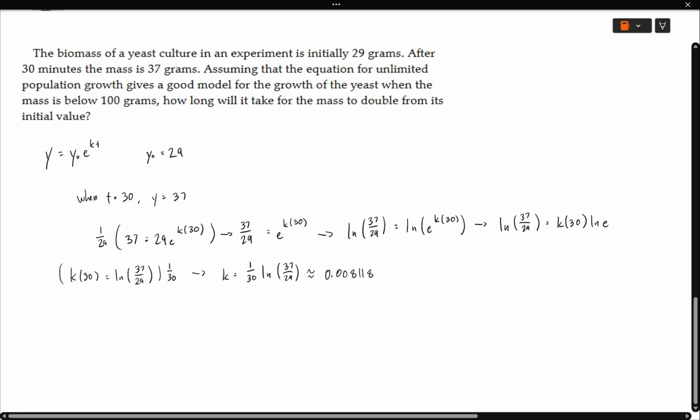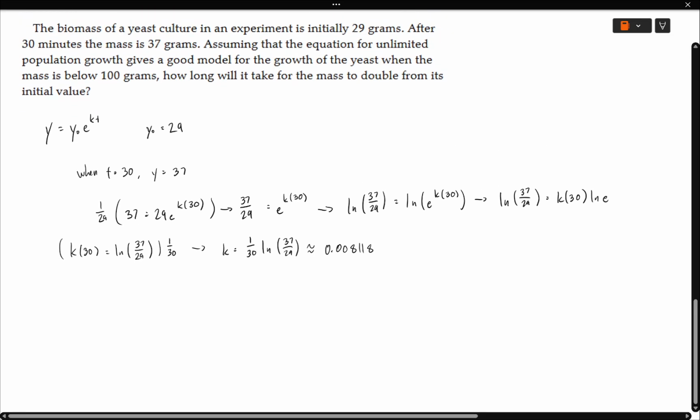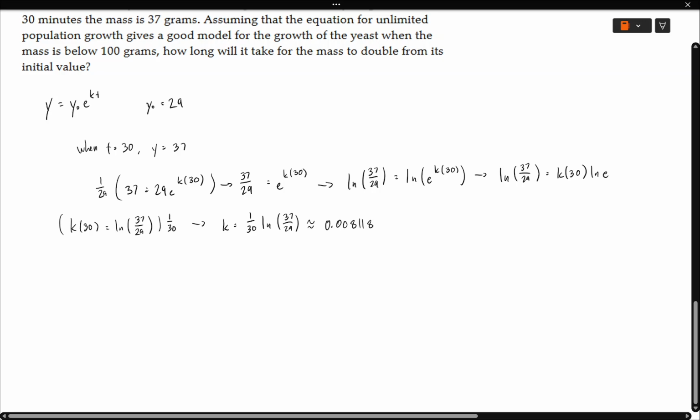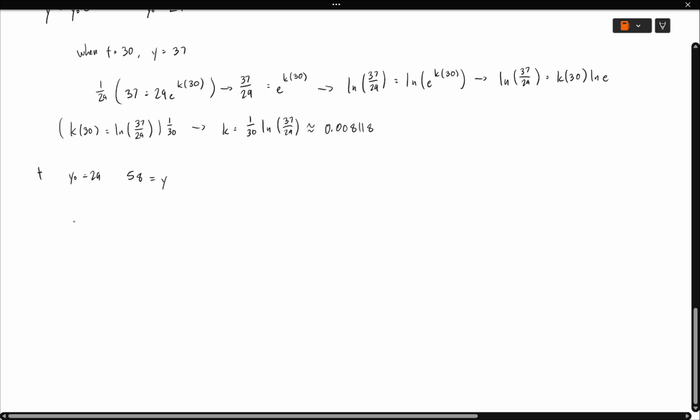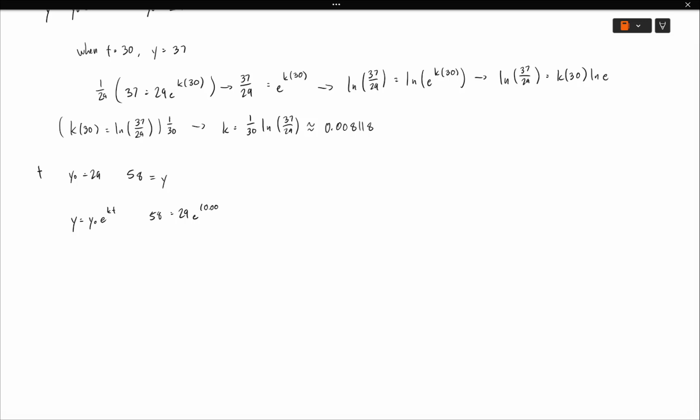how long will it take for the mass to double from its initial value? That means we're solving for t, a time. Its initial value, y naught, is equal to 29. So double that is going to be, what is that? 58? Yeah, 58. That's going to be our y value. So we have the equation y equals y naught e to the kt. So 58 equals 29 e to the 0.008118 t.